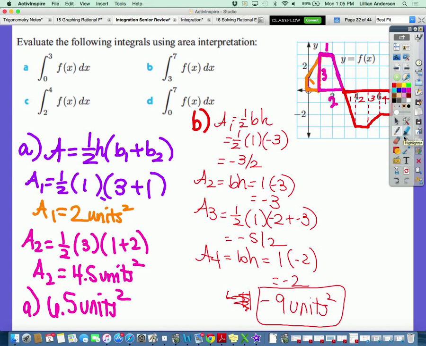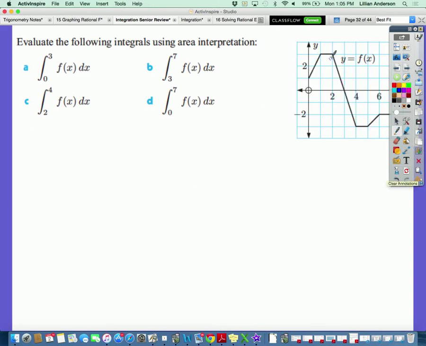Looking at C, from 2 to 4, we have basically from here to here. So we have 2 regions. And why do you think it's 0? Because one's positive, one's negative, and they both happen to be the same. So yes, for C, this one is going to end up being 0. And then for the last one, from 0 to 7, we basically take A plus B.